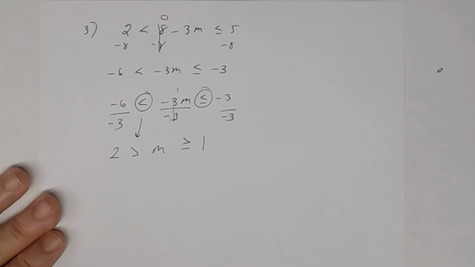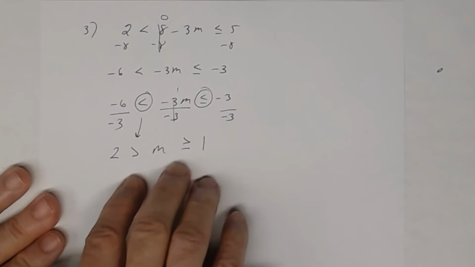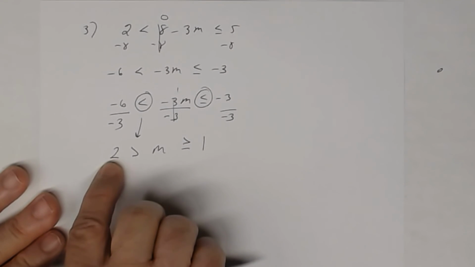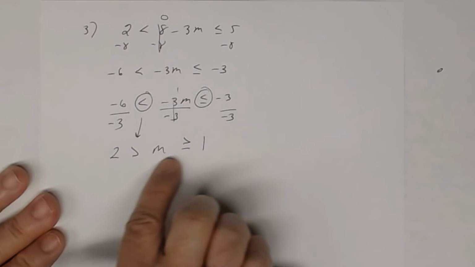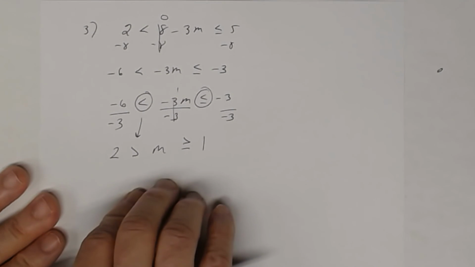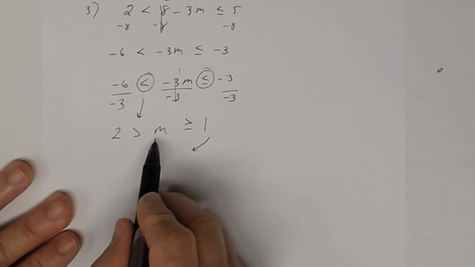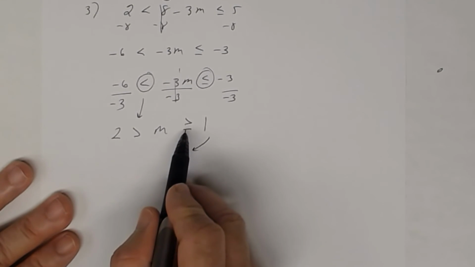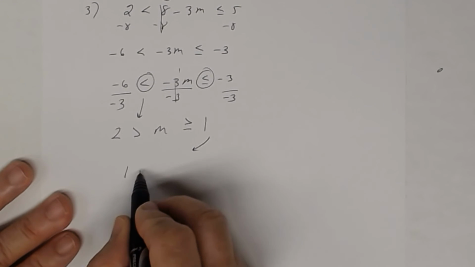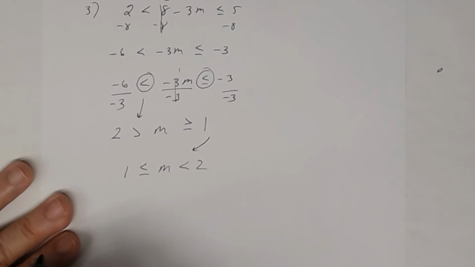Okay? Now, look how this looks though. Normally in all the other problems, when you look at that inequality, the smaller number was on the left and the larger number was on the right. This is correct, all right? But it's just not written in the order that is natural to you. So you can rewrite this going backwards as well. 2 is greater than m is greater than or equal to 1 means the same thing as 1 is less than or equal to m is less than 2. So these two mean the same thing. You just wrote it backwards.